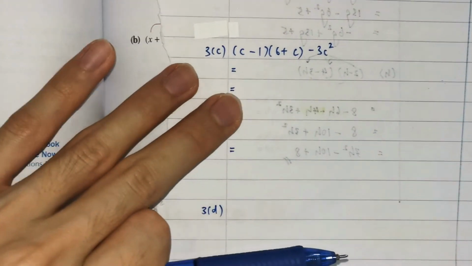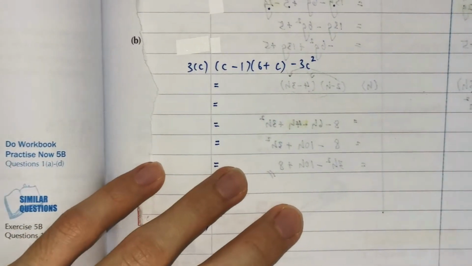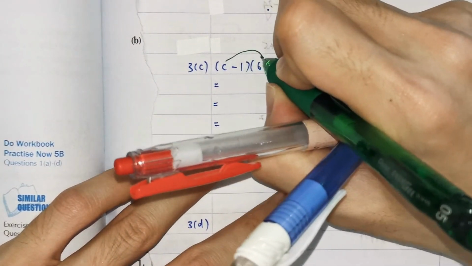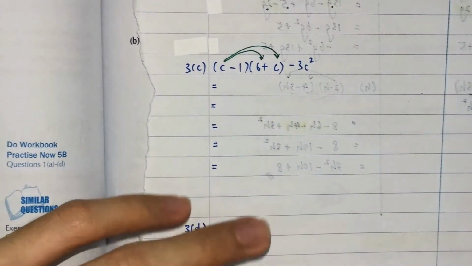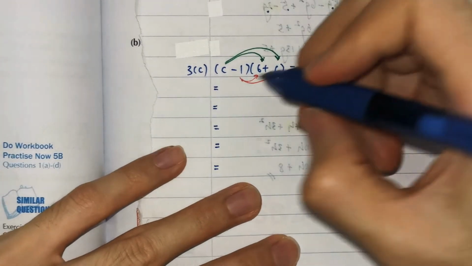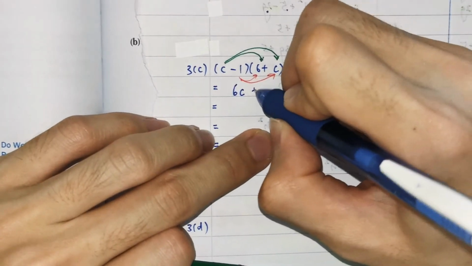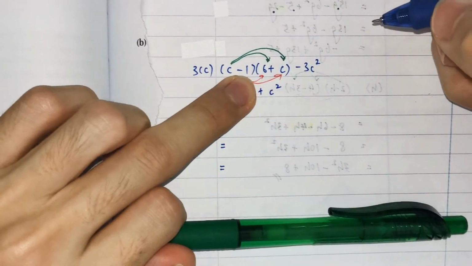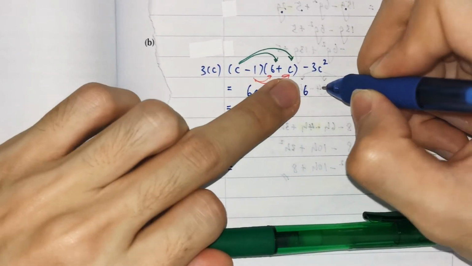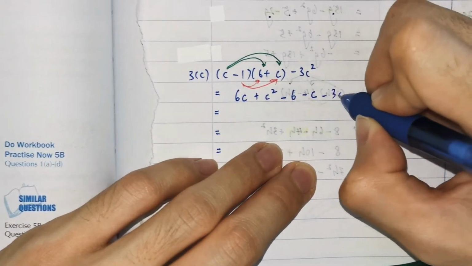So let's look at 3c. So in 3c, we do expansion first. Always do expansion first. Okay, so c times 6 will be 6c. And c times c will be c squared. Negative 1 times 6 will be negative 6. Negative 1 times c will be negative c. So this one remains unchanged. We just copy it down.